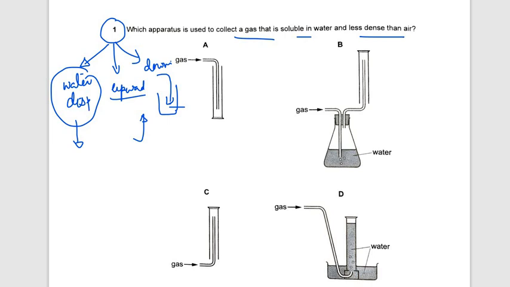Now let's see the options. You have the option soluble in water. It means I cannot use the water displacement method, because it will dissolve in water, so this option is already gone. Now this is less dense than air, and less dense means it will go up because it has low density. So option C is the only correct one, where you are saying the right thing.